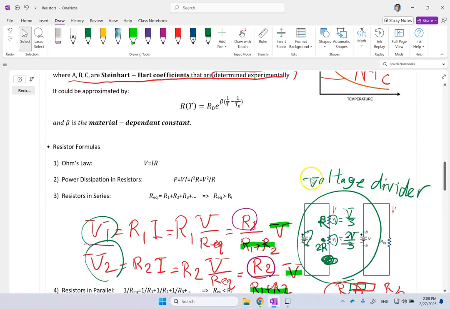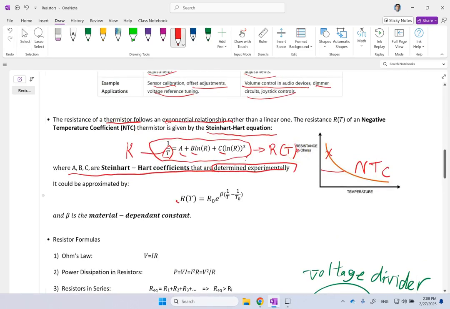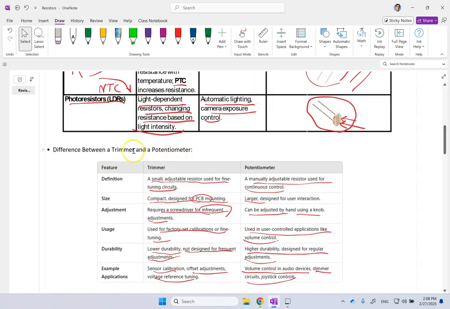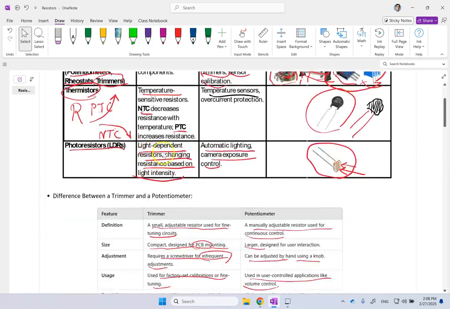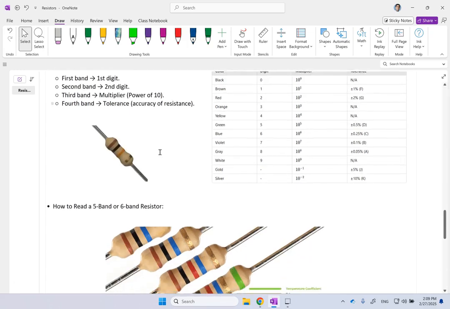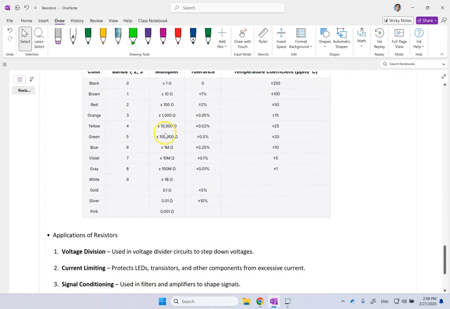So you see, the short circuit and the voltage dividers can easily be explained by series and parallel resistors. We also looked at thermistors. We also looked at the difference between potentiometers and trimmers and different types of resistors. The last part that I want to explain, and a little bit of that I did in my previous videos, is how to read a resistor just by looking at it. Of course, you can always connect them to a multimeter and read them, but it's good to know how to read them based on these color bands.